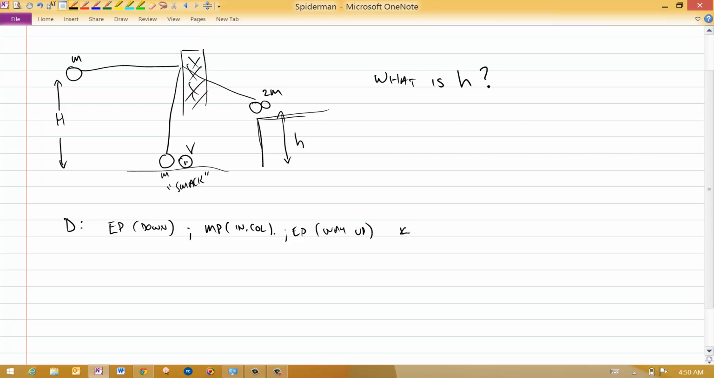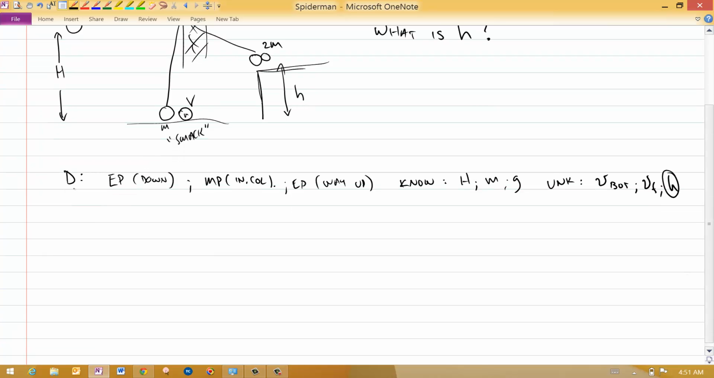What do we know from the problem? We know capital H. We know the masses involved. Let's say we know the value of little g. What do we not know? The unknowns. We don't know the v of Spider-Man at the bottom of the swing. We don't know the velocity after the collision, and we don't know little h, and little h is the thing we're looking for.